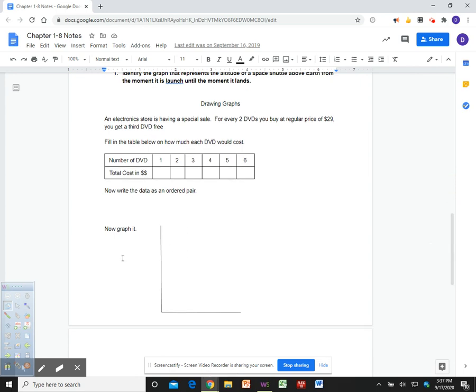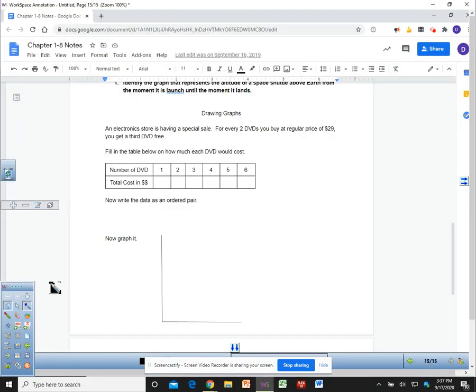Now, when we're looking at drawing graphs: an electronics store is having a sale. For every 2 DVDs you buy at $29 each, you get a third one free. So if I bought 1 DVD, it cost me $29. If I bought 2 DVDs, it cost me $58. But then if I buy 2, I get that third one free, so I still pay $58. And then the same thing here. The next one would be 87, and then after that 106, then 116. And then our sixth one is going to cost 116.